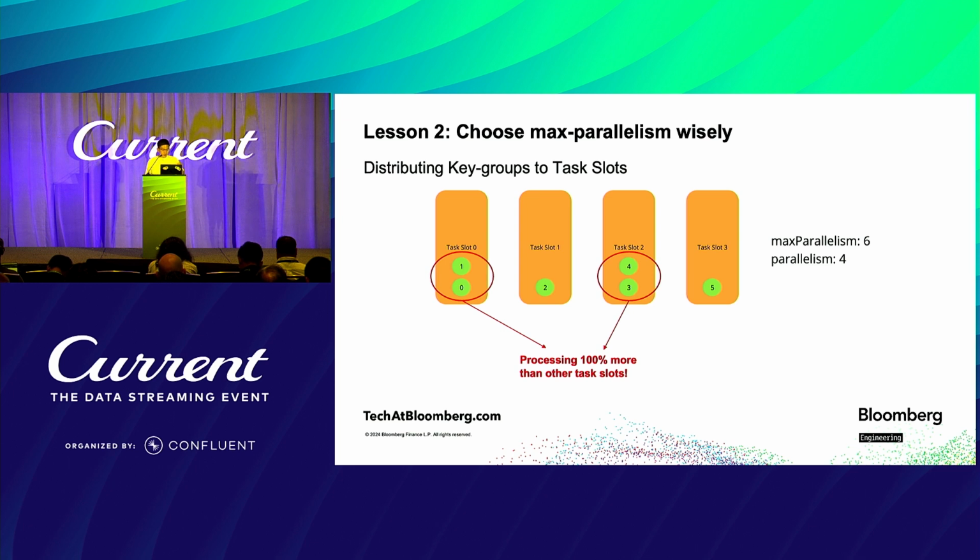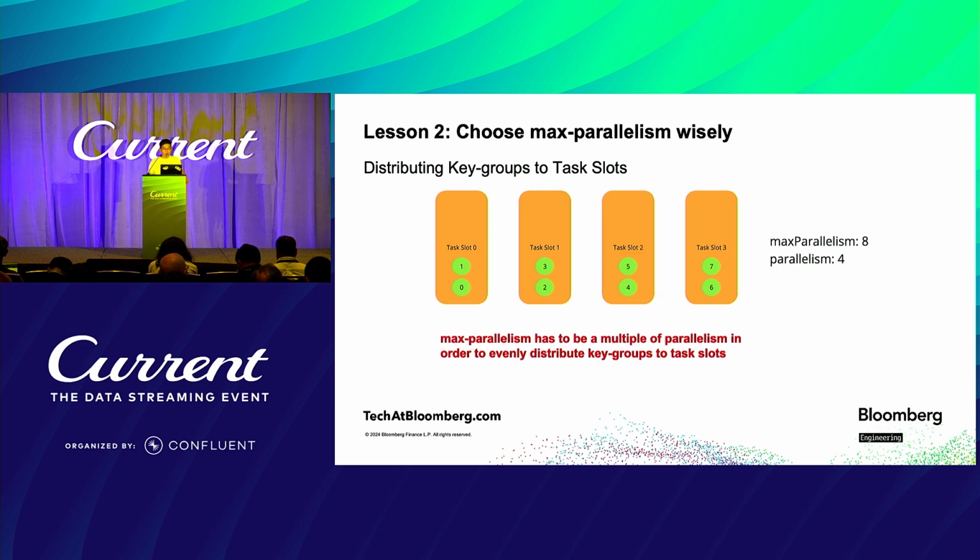So what can we do in this case? How can we make sure we have an even distribution of key groups to task slots? Basically, what we want is to have our number of key groups be a multiple of our number of task slots in order to evenly distribute them into these task slots. So in other words, the configured max parallelism needs to be a multiple of the configured parallelism for an operator in order to evenly distribute the key groups to task slots.